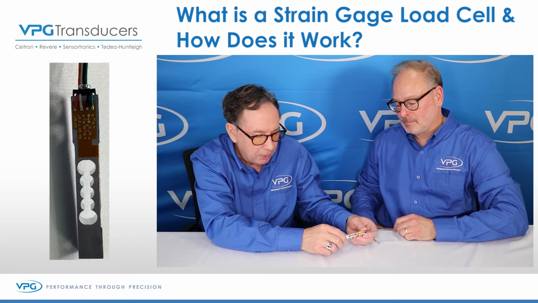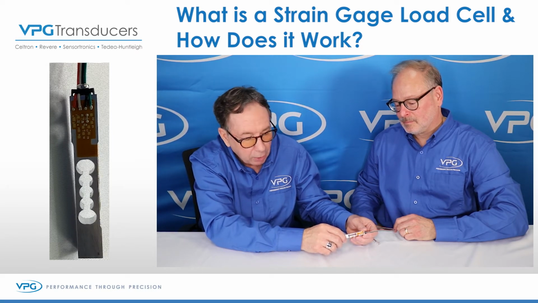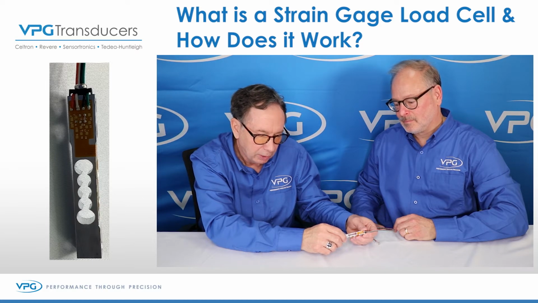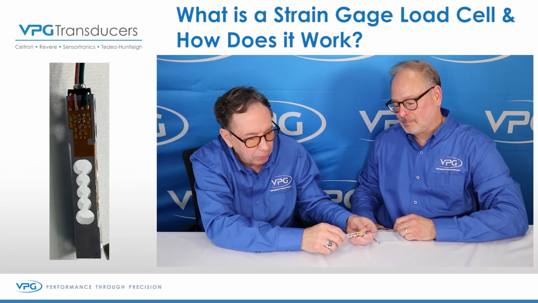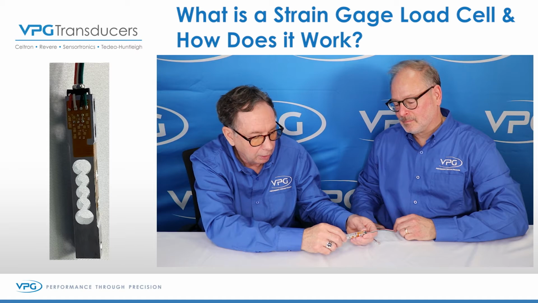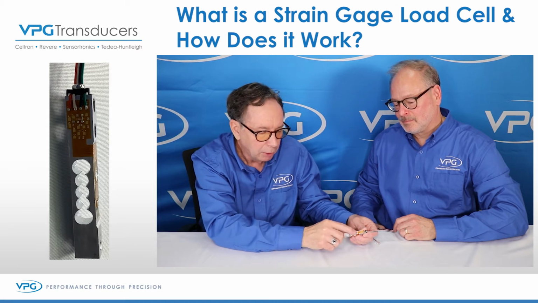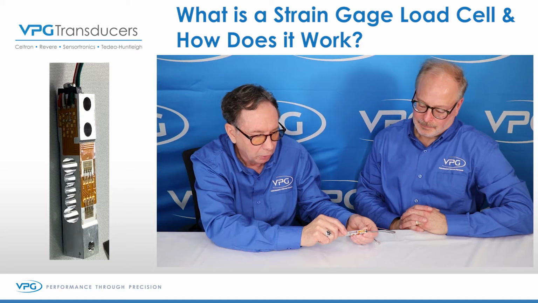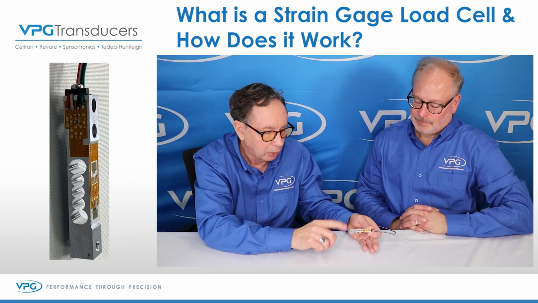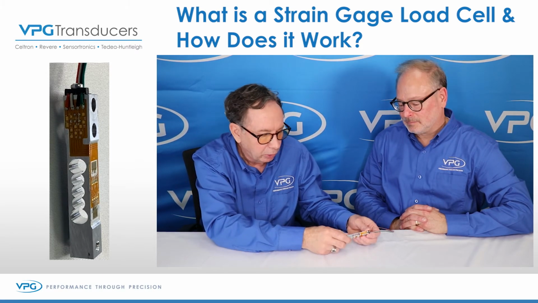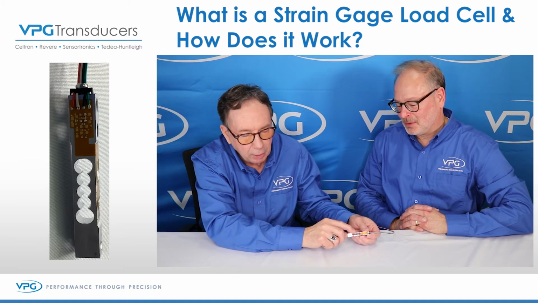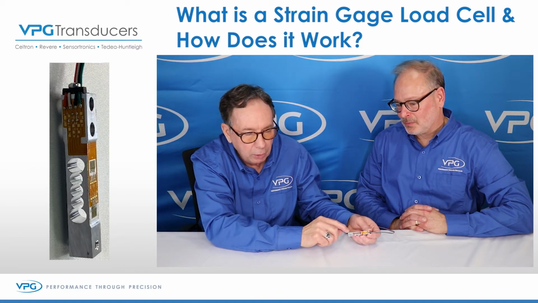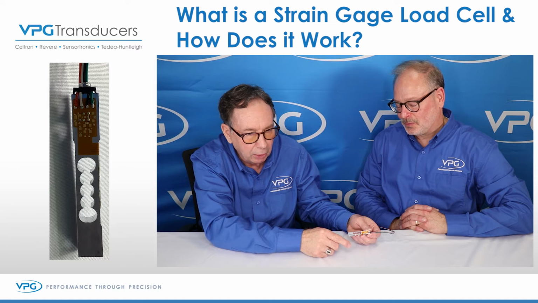So there are three things that we look at when we define accuracy: nonlinearity, hysteresis, and repeatability. What this refers to, first off, is the nonlinearity, how linear the load cell is going to deflect, and how linear that output signal is going to be from 0 to its full scale. Hysteresis is defined as 50% of ascending on its output versus 50% of descending on its output.